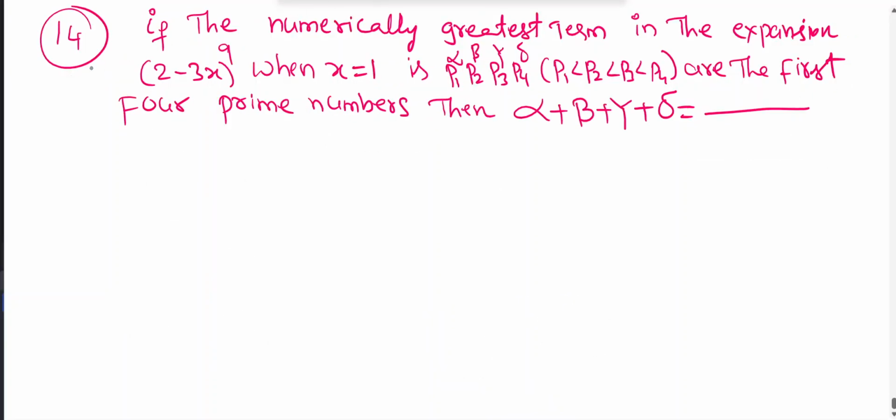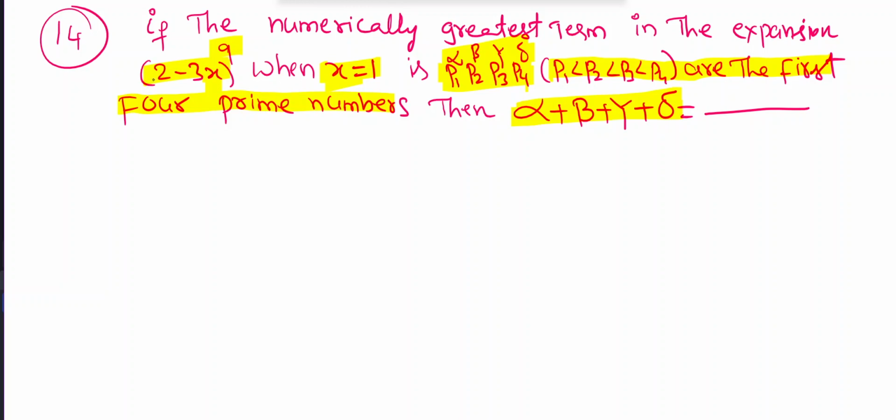This is 14th question from EAPCET 2023. So here is given, that is if the numerically greatest term in the expansion 2 minus 3x whole power 9 when x is equal to 1 is p1 power alpha, p2 power beta, p3 power gamma, p4 power delta. If p1 less than p2 less than p3 less than p4 are the first four prime numbers, then alpha plus beta plus gamma plus delta is equal to dash. This is the question.